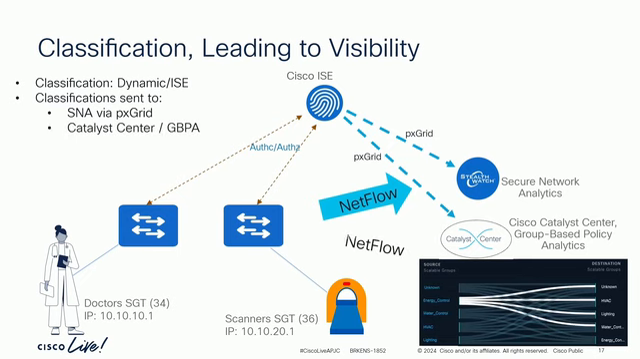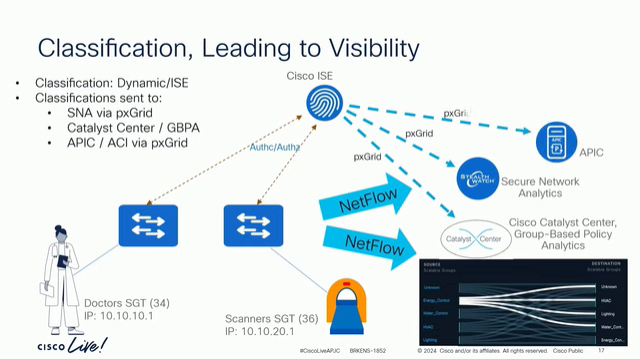Similarly, in Catalyst Center, we have the group-based policy analytics application. It's the Sankey chart, from source group to destination group. Again, visibility, group-to-group traffic. We're not enforcing anything here. This is just assigning SGTs and looking at visibility.